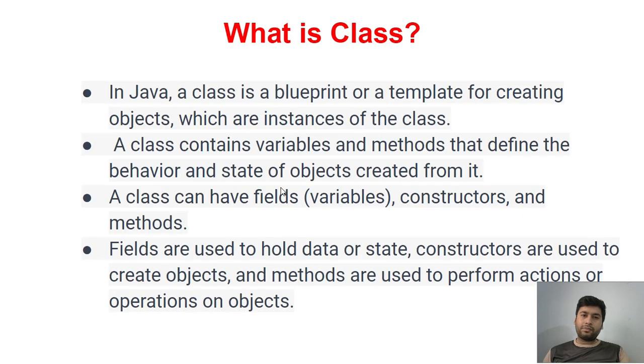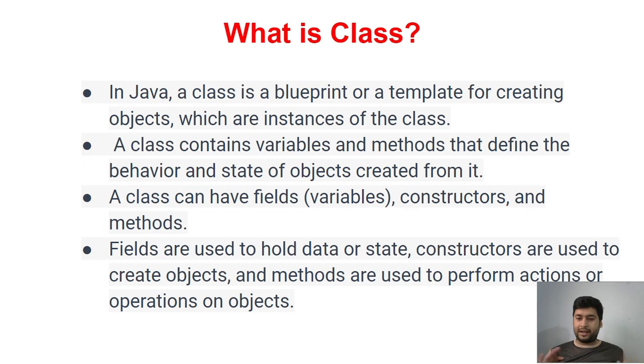Okay, so many people ask what a class is and what an object is. Those things we can cover in the OOPS concept, but as of now just understand what a class is. In Java, a class is a blueprint or template for creating objects, which are instances of the class. What is the meaning of that?